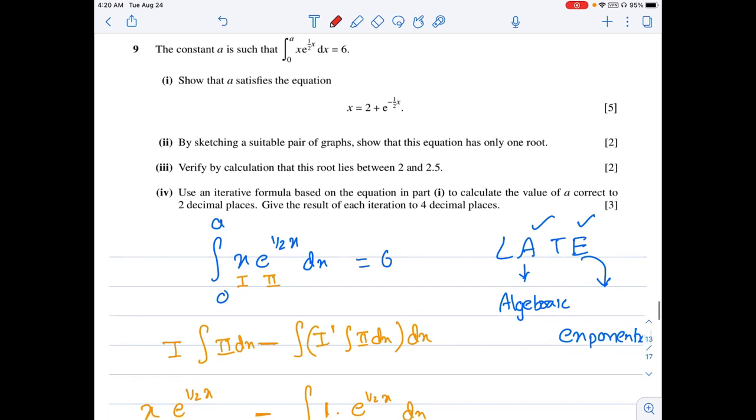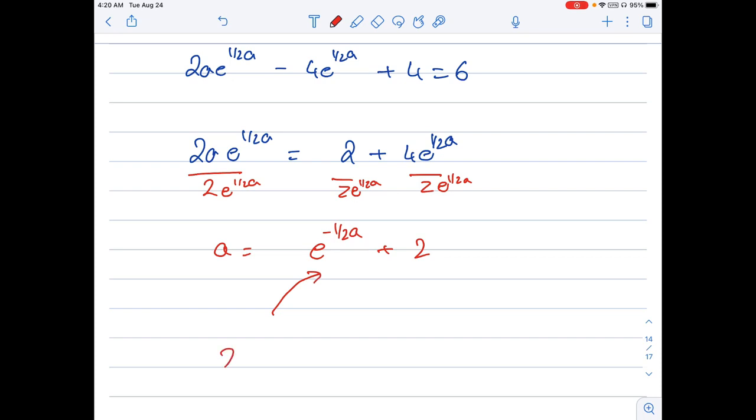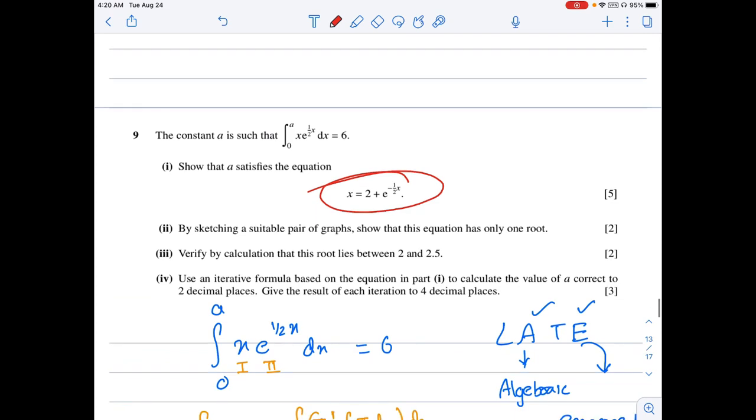What has been asked? Verify by calculation that a satisfies this one: x is equal to 2 plus e to the power of minus 1 upon 2x. So we can just replace a with x. So x is equal to 2 plus e to the power of minus 1 upon 2x. So x satisfies that equation. Next, verify by calculation that the root lies between 2 and 2.5.